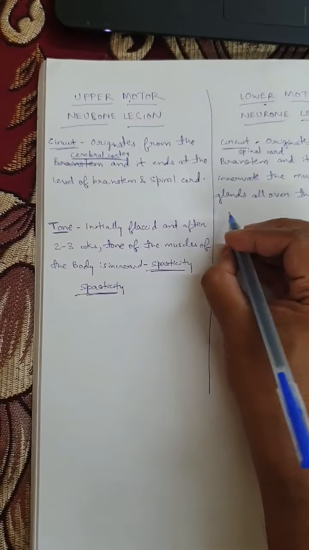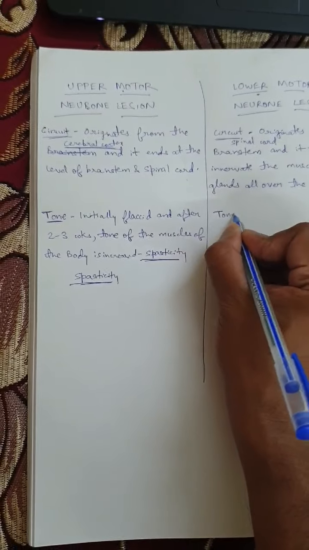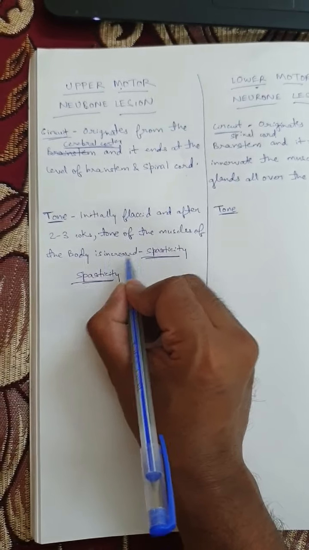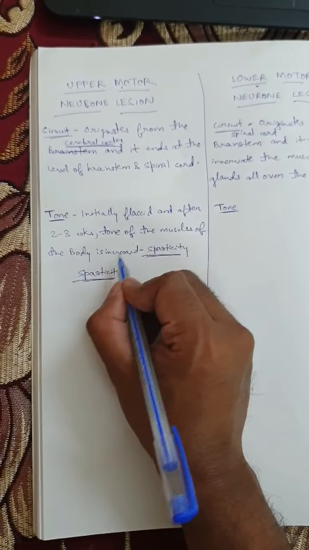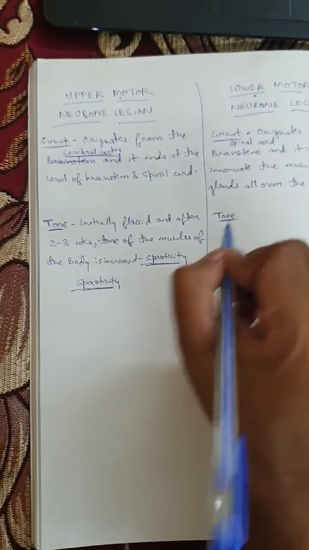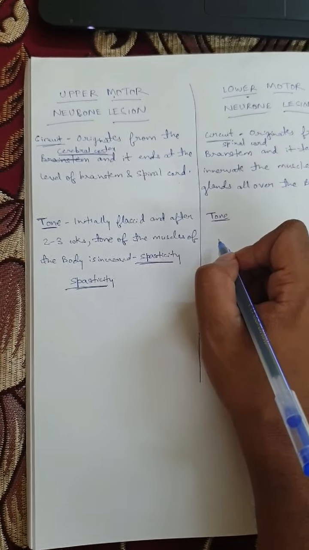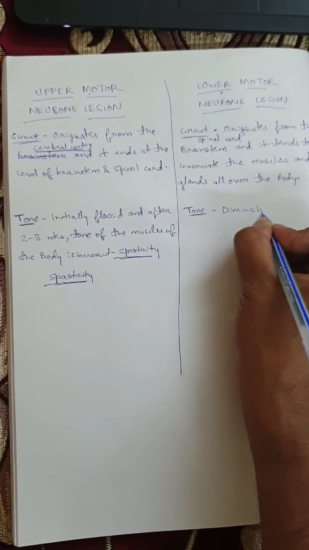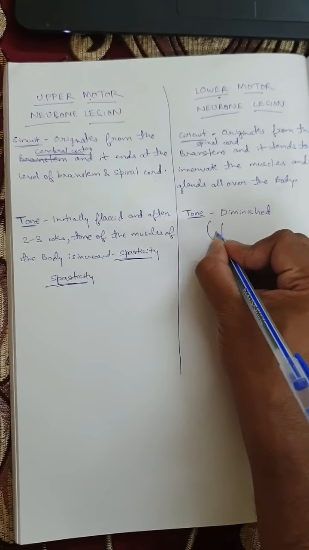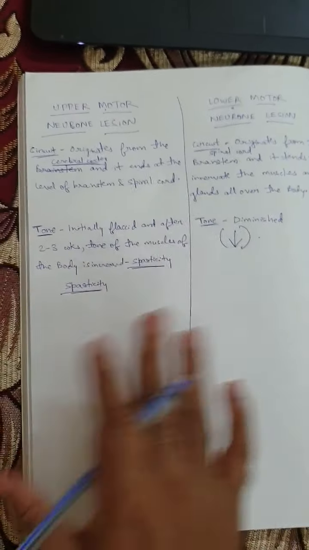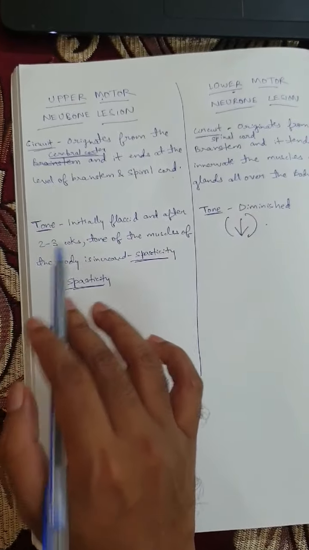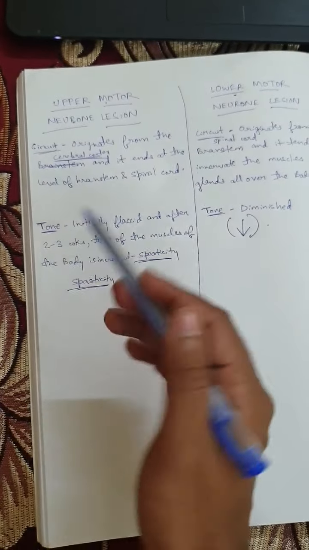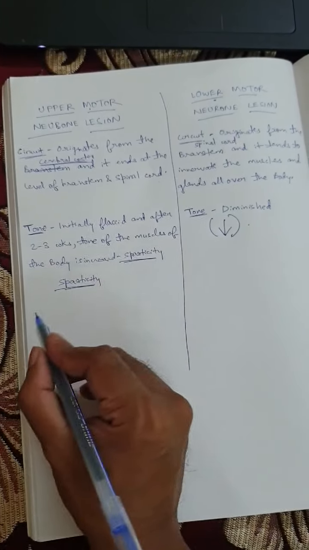Now you are clear with the tone of the upper motor neuron lesion. It is flaccid, then the tone of the muscles of the body increases, that is, the muscles become spastic. In case of lower motor neuron lesion, the tone, in simple terms, is diminished. The person becomes weak. So in a lesion of the upper motor neurons the tone is increased, it becomes spastic and rigid, and in a lower motor neuron lesion it is diminished. Power is lost. That's the tone.